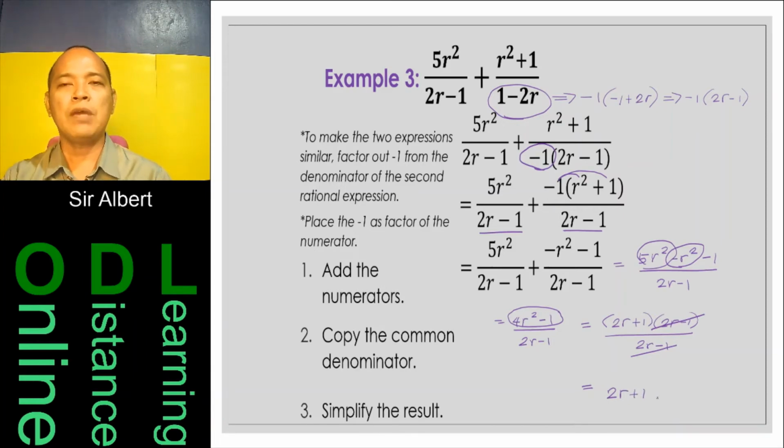Now again, be mindful of your restriction. If you take a look at this expression, we have a denominator of 2r minus 1. That would only mean that r cannot be equal to positive 1/2. Because again, if r were equal to 1/2, it would result to a denominator of 0, and we would end up with an undefined expression. So the final answer is 2r plus 1, where r is not equal to positive 1/2.